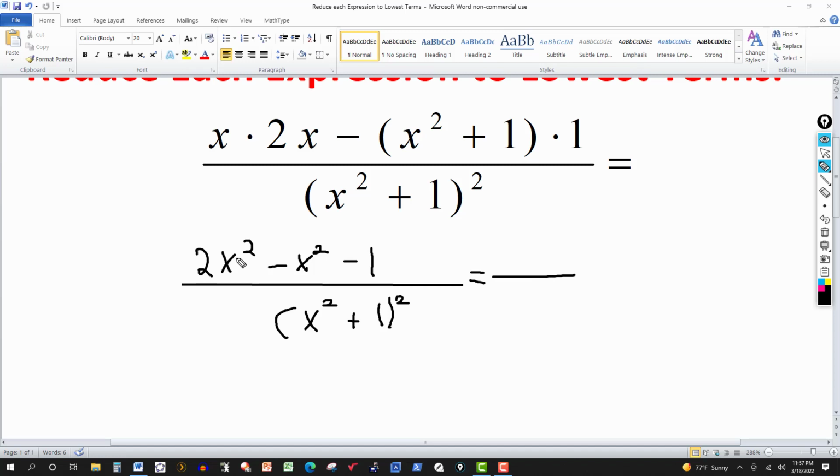So this gives us 2x squared minus x squared, which is x squared. And then we've got the minus 1 there. Denominator stays the same. We've got x squared plus 1, quantity squared.